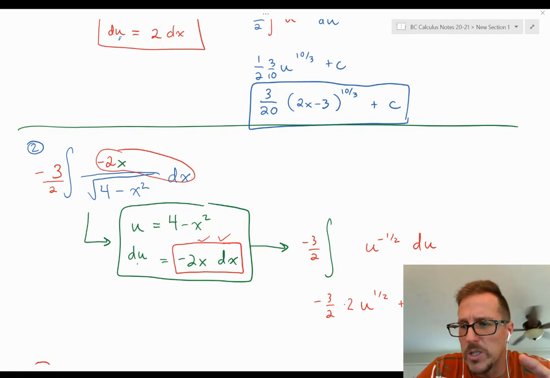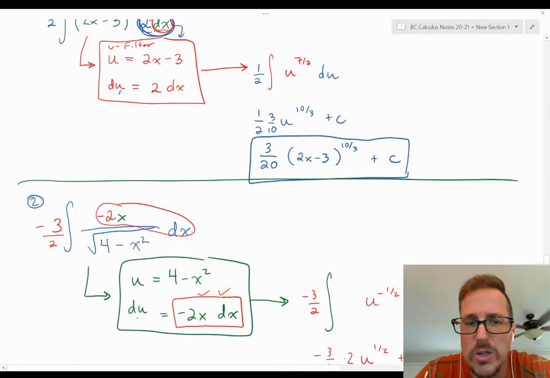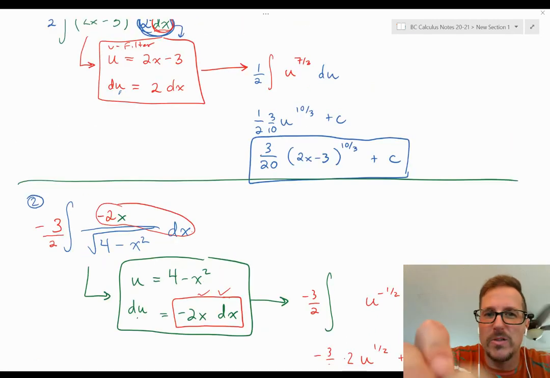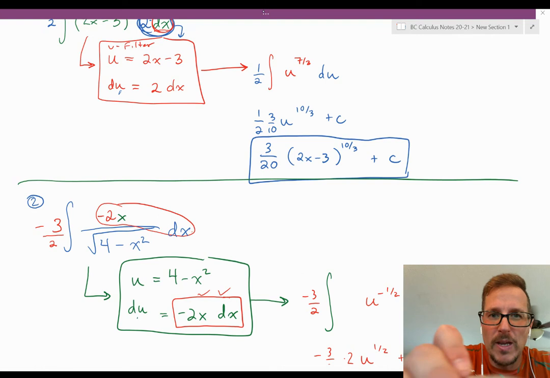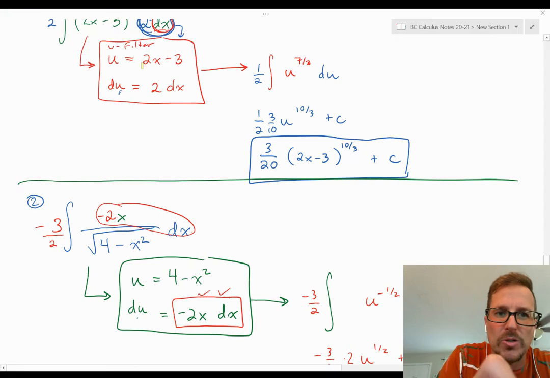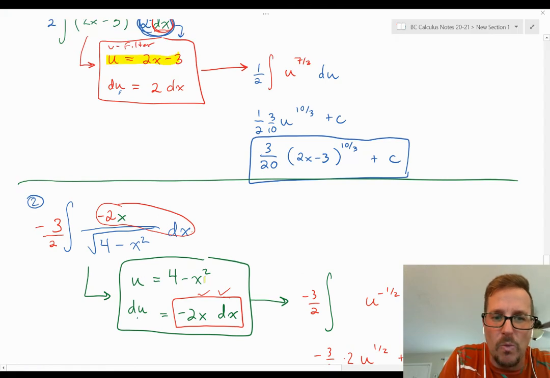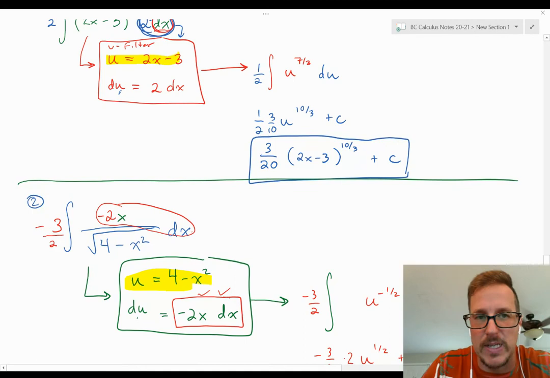But I want to just reiterate, why did I choose what I chose for you? You might be asking that question. Why did you choose 2x minus 3? And why did you choose 4 minus x squared?